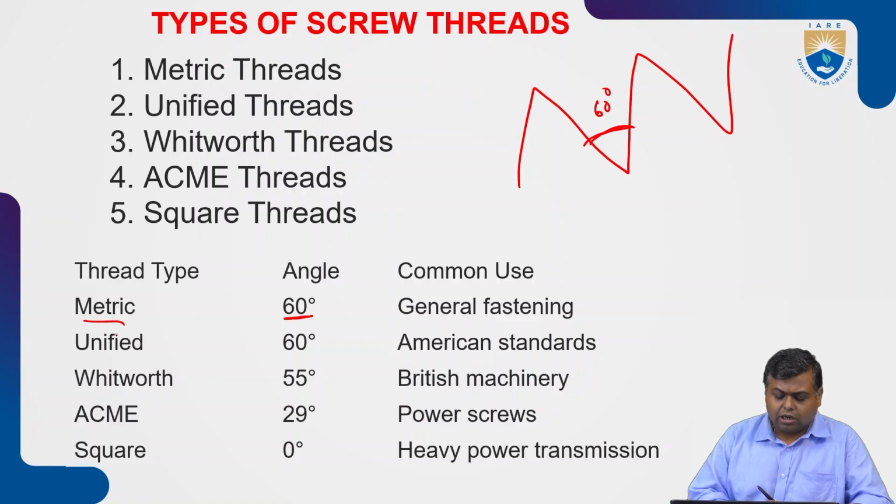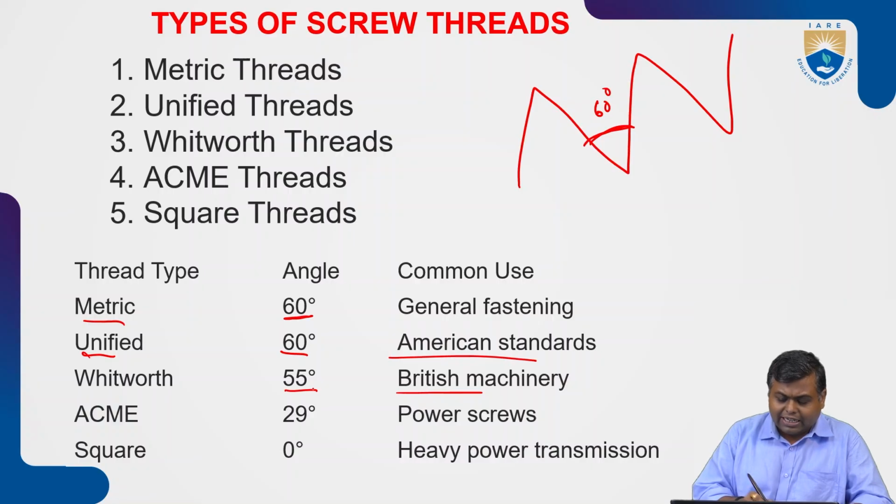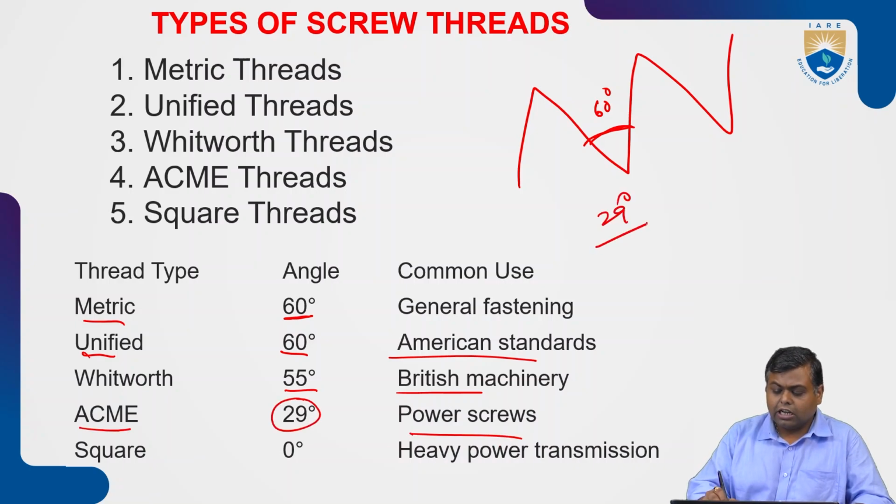The next one is unified. Majorly it is an American standard type of screw. This also maintains 60 degrees. Next is Whitworth threads. It is British standard, which has 55 degrees angle in between the face to face inclination. The next is Acme. These are the power screws. The angle is very low, that is 29 degrees in between the face to face.